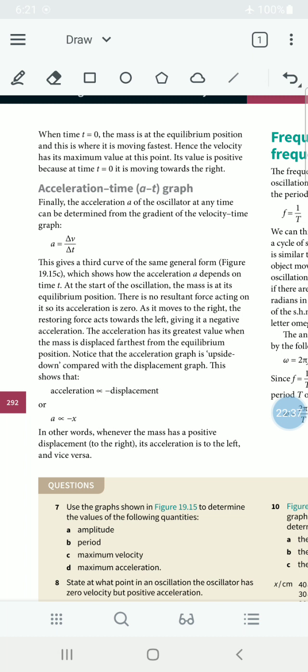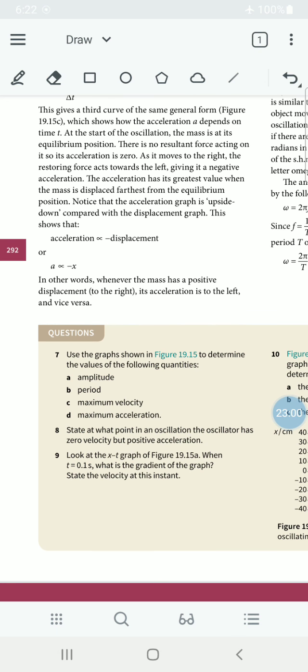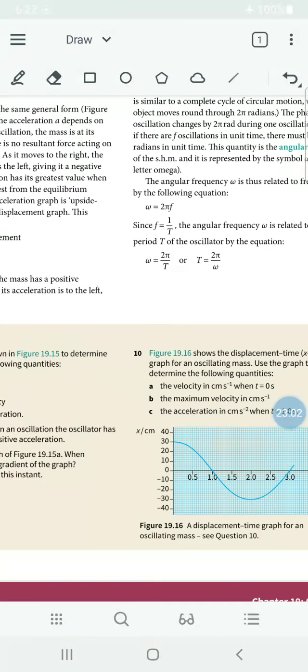I hope you understood the explanation, and I hope you have a thorough idea about how SHM can be represented graphically and what kind of details can be obtained by referring to these graphs. If you have any questions, please ask. If you don't have questions, please go to question number 7, 8, 9 and 10.